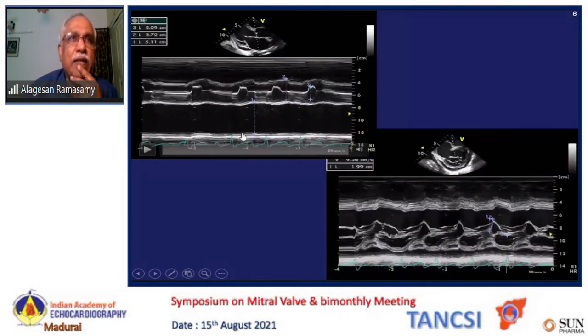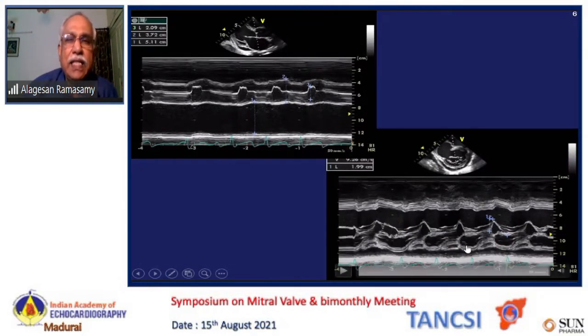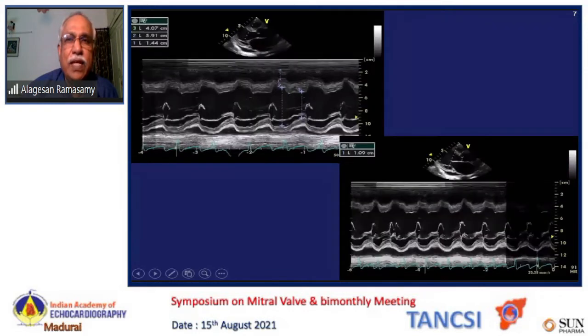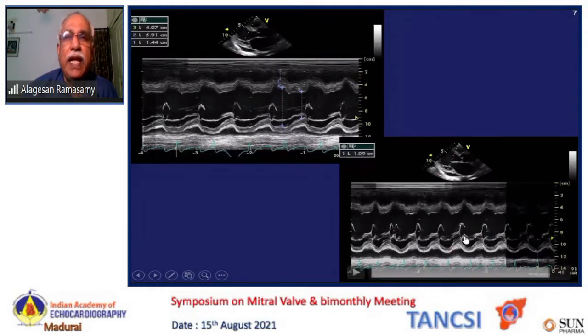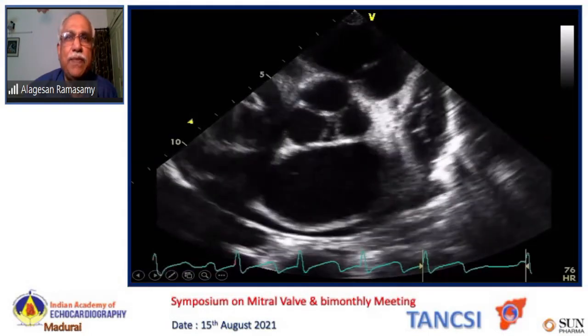This is the M-mode echocardiogram. The LA dimension is about 5.1 centimeters. And this is the mitral valve M-mode echo. And this is the left ventricle again, which is markedly dilated. The internal dimension in diastole is about 5.9. And there is a mild to moderate pericardial effusion present in this patient.